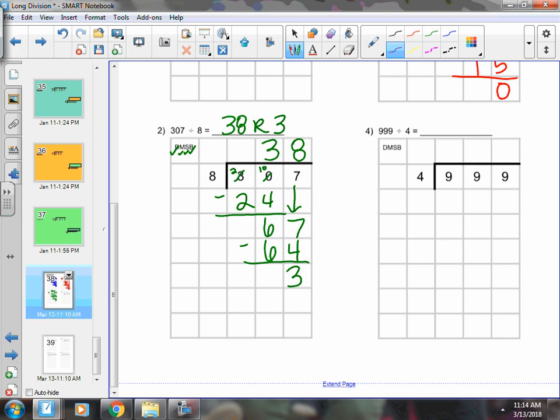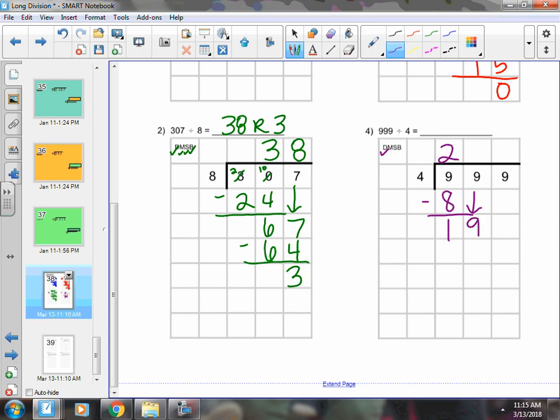The last one on the page, 999 divided by 4. So we're thinking groups of 4, groups of 4. How many groups of 4 can I make from 9? I can make 2 groups of 4. Imagine 9 kids. If your teacher said, split up into groups of 4, you can make 2 groups of 4. Multiply. 2 times 4 is 8. Subtract. Bring down.